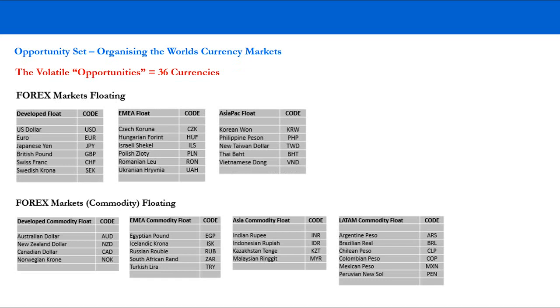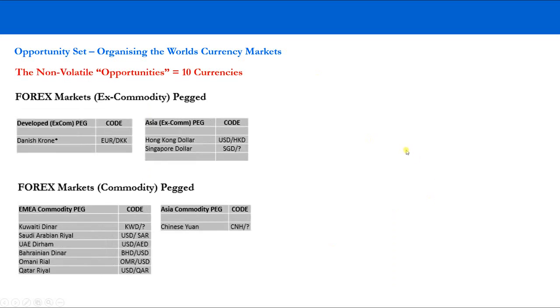So here we've got our 36 currencies, our 36 potential opportunities, and we've put them all on the same page here, so it's easy for you to view. Here we've got Forex markets floating. Well, that's actually non-commodity floating, so what we've defined as floating regimes that don't have significant exposure to commodities. And then we have Forex markets commodity floating. So these are our 36 opportunities. And these are the ones that we're going to basically have to not consider as volatile opportunities.